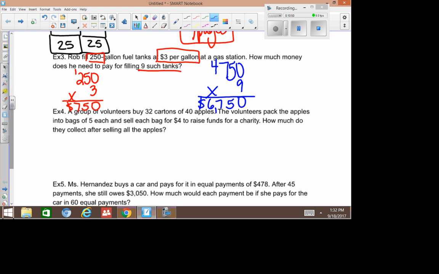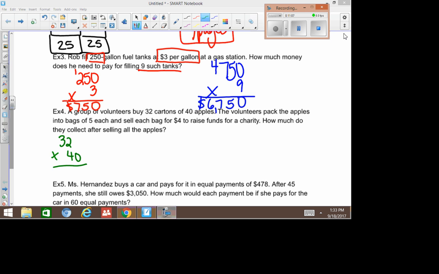Okay, so they bought 32 cartons of 40 apples. Let me make sure that I'm reading this right, because I sometimes start again. So I'm going to do 32 times 40. Bring my 0 down. 4 times 2 is 8. 4 times 3 is 12. So this is how many apples I have in all. A bunch of them, right?